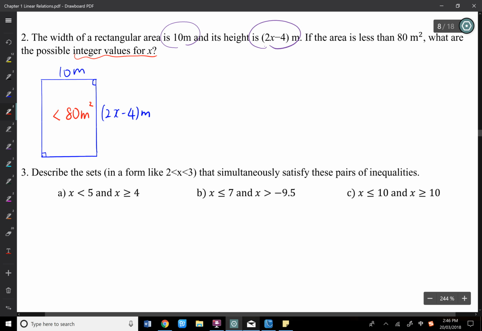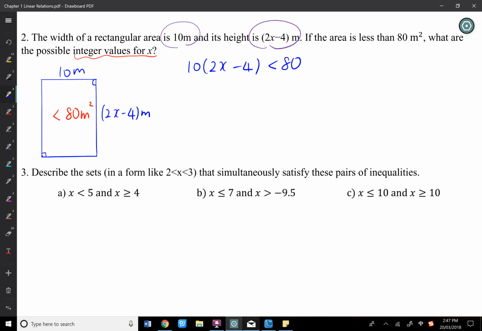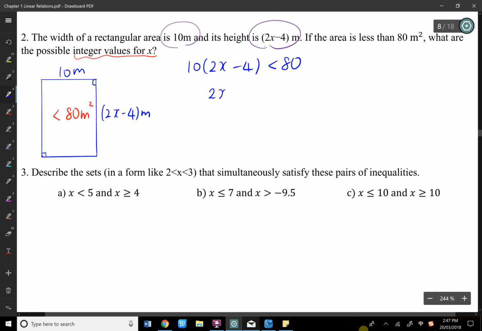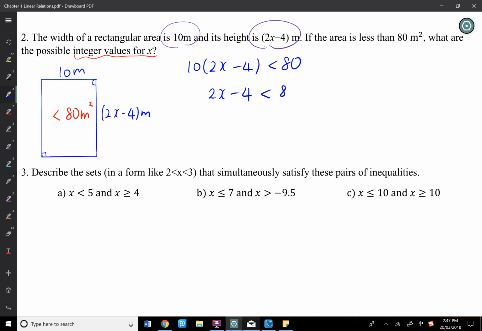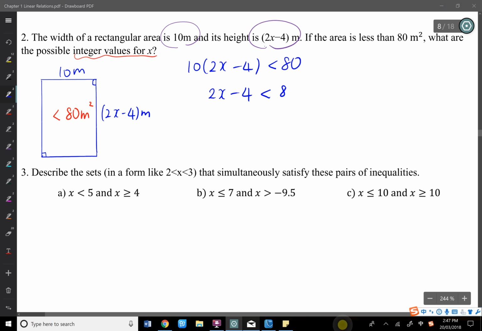What can you do? 10 times 2x minus 4, less than 80. Let's solve for it. First of all, we can divide 10 on both sides, right? A positive number, divide 10 on both sides. We have 2x minus 4 less than 8. It's a positive number, so nothing wrong. And I can add 4 on both sides. So that's 2x less than 12.